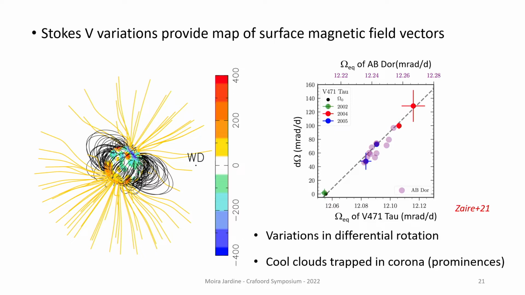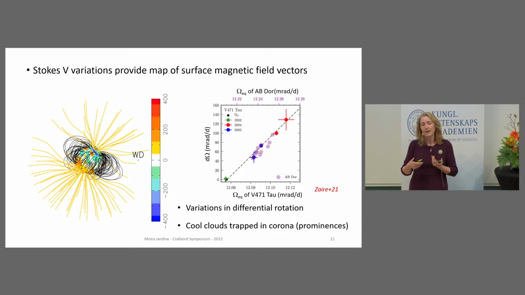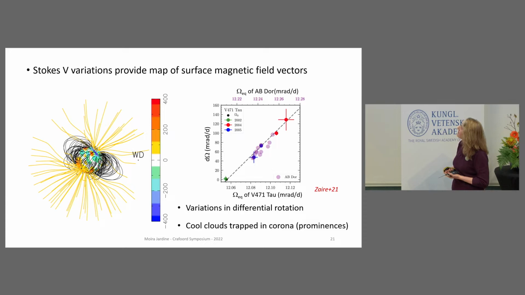It's been seen on one other star, which is AB Dor, with these light purple points. So it appears that over time, and we're talking years here, the differential rotation, which is one of the fundamental bits of physics of the surface and interior of the star, evolves over time. There's a great paper about stars doing the twist, thinking of the rotation rate changing.